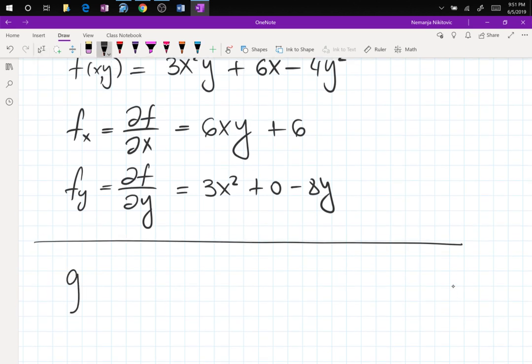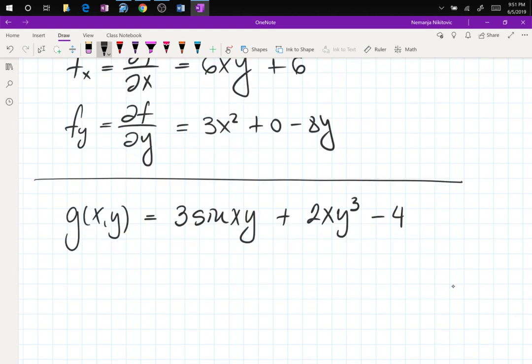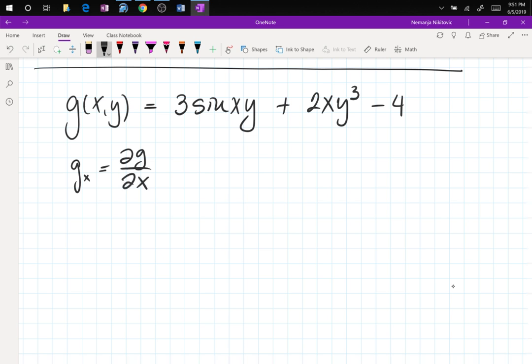Let's say we have function g of x y given as 3 sine xy plus 2xy cubed minus 4. Well, this minus 4 is going to die for both, right? Because it's constant. So what is the partial derivative g_x, which we can also denote as dg dx, but the curved ones because it's partial?